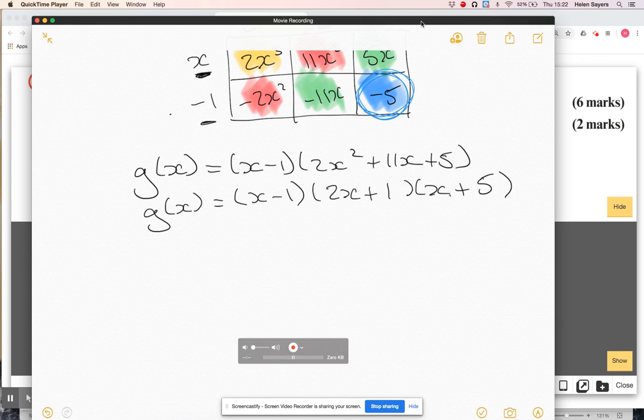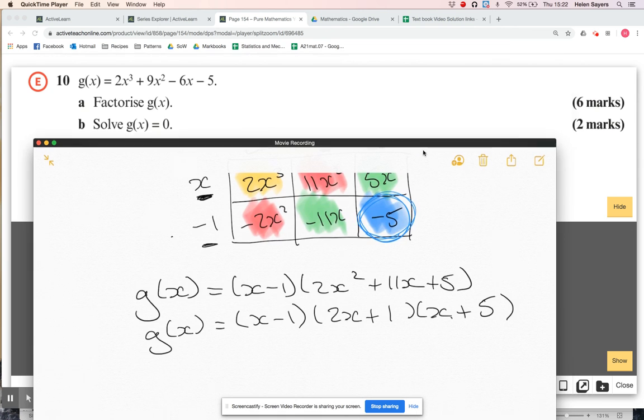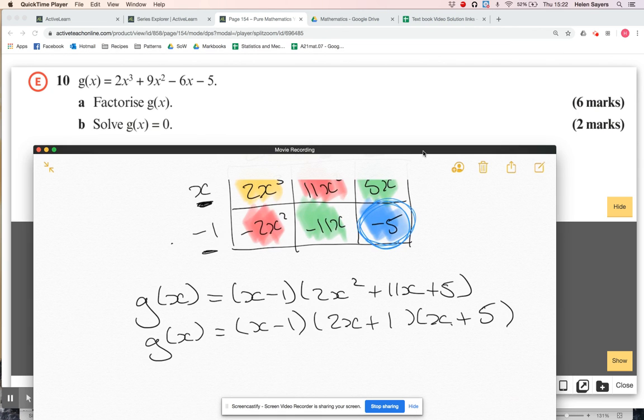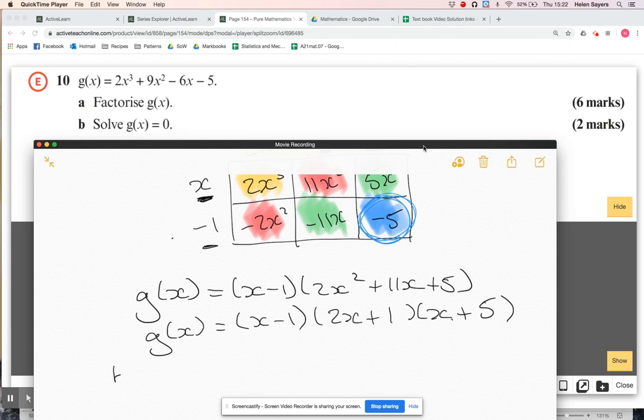And I think that was it for part A. Yep, so we have factorised it fully. Okay, and then part B is only worth 2 marks, because actually we've already got the answers to part B. If you have factorised it, you've got your 3 solutions. So if x minus 1 is a factor, x equals 1 is a solution. If 2x minus 1 is a factor, x equals a half is a solution. And if x plus 5 is a factor, x equals minus 5 is a solution.